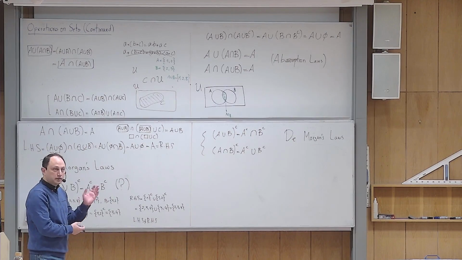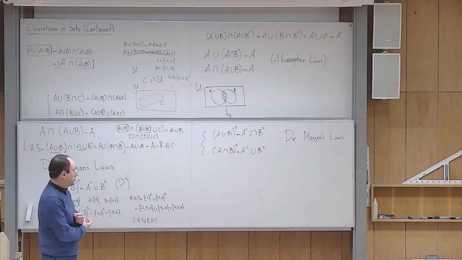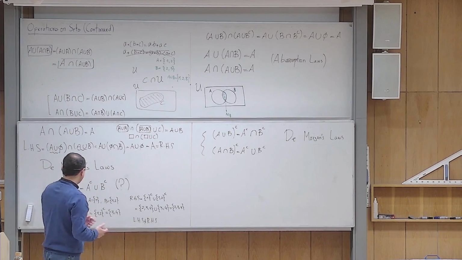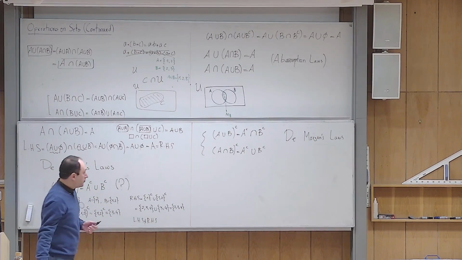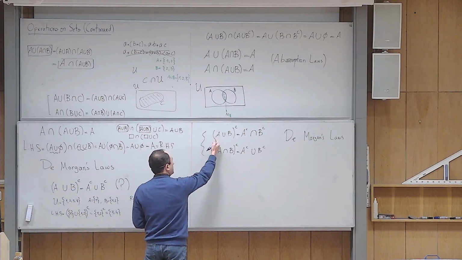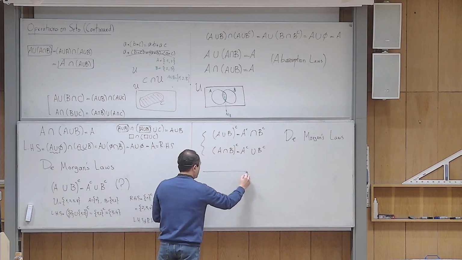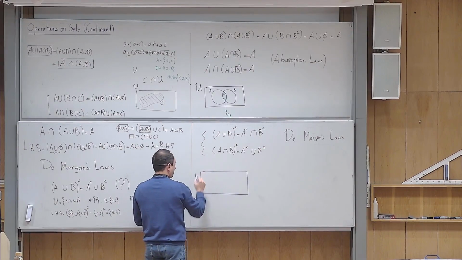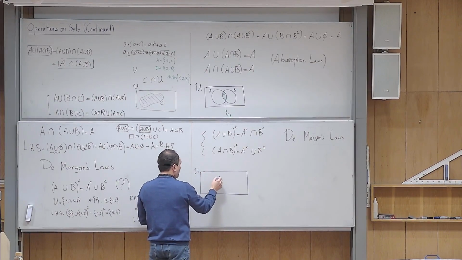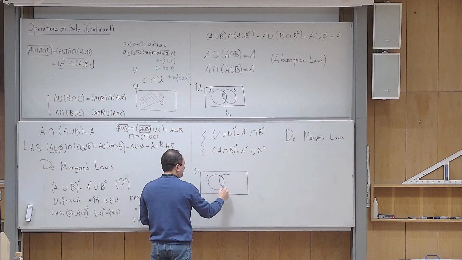Before proving it, let us understand it from the Venn diagram point of view. For example, one of them. It's always good to practice like this. So let us concentrate on the first one. So I have this universal set, and then I have two sets. The most general case is to consider that they overlap, yes?